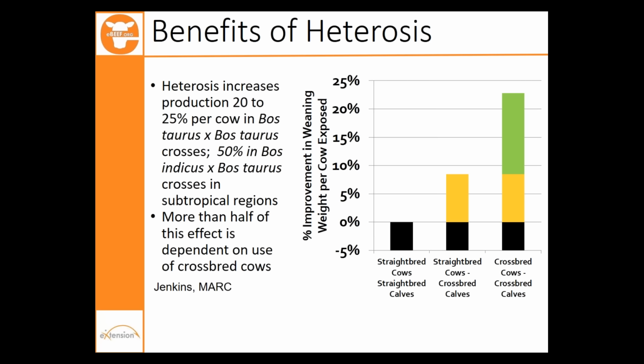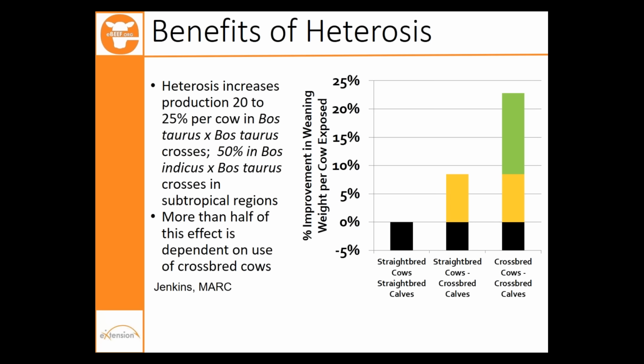So this would be, say, a terminal sire F1 system, where the sire breed of the calves is not represented in the cows, so 100% maternal heterosis, 100% individual heterosis of the calves. We see about a 23% improvement in weaning weight per cow exposed. Interestingly, this is one of the lower estimates in the data. In harsher environments, say the Gulf Coast or the desert Southwest, these improvements in weaning weight per cow exposed actually get substantially bigger.